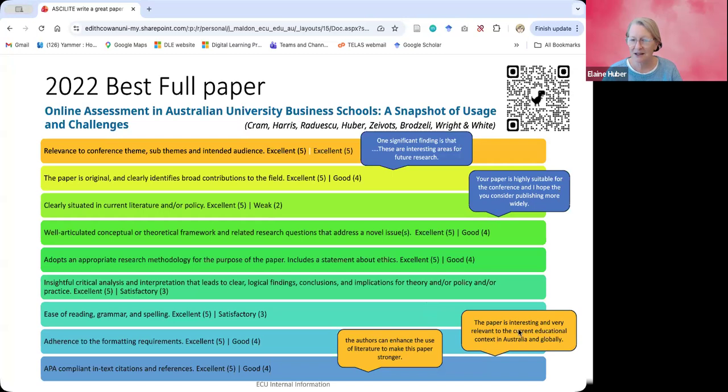Some of the yellow ones, I think, were from reviewer 2 about enhancing the use of literature to make the paper stronger, relevant to current context in Australia and globally. So don't forget, we are an international conference. We do get overseas visitors.